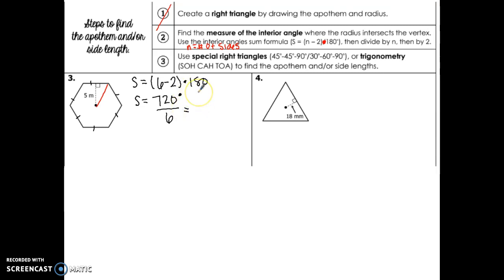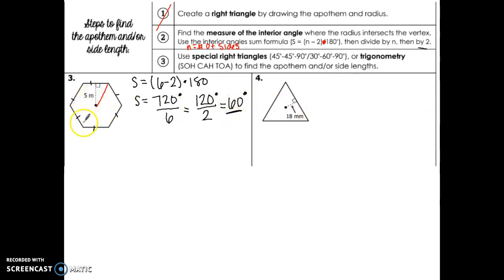And so that should be, let's see, divide by 6, 120. That should be 120. However, we are not done yet. We still then have to divide by 2. So let's divide that by 2 and we should get 60 degrees. That is what we're looking for right here.